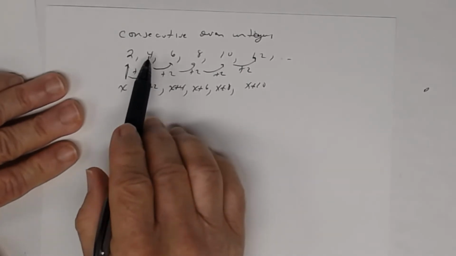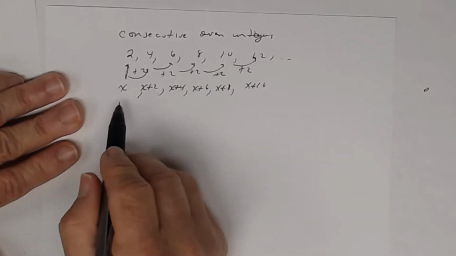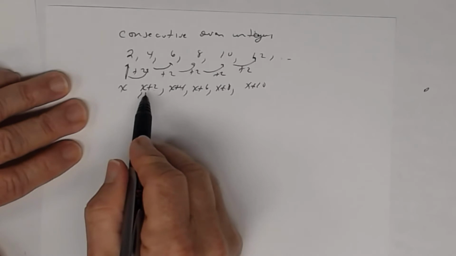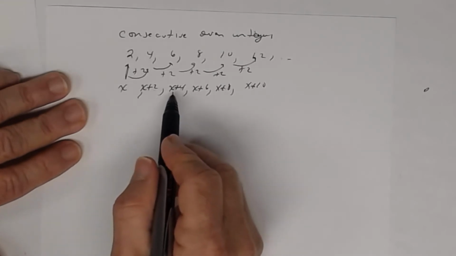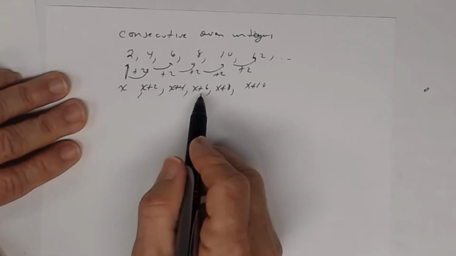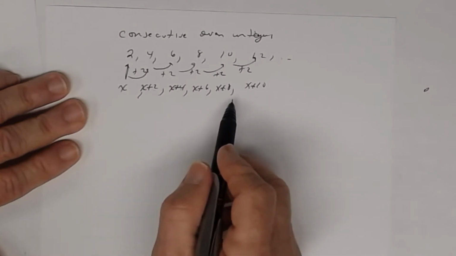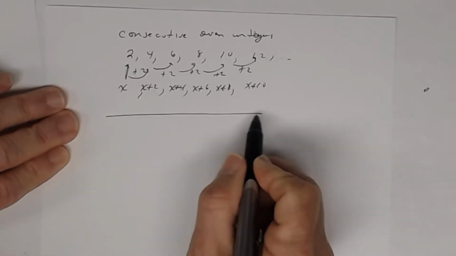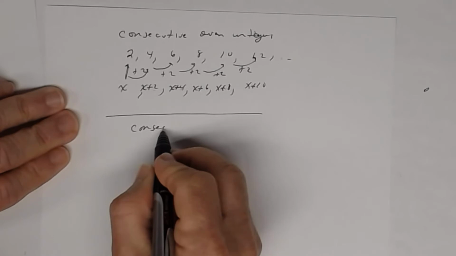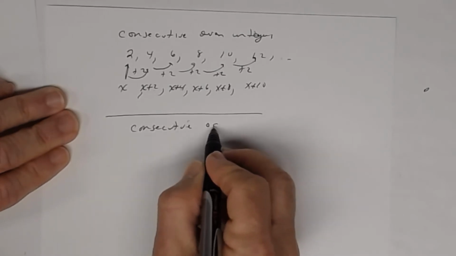So when you're talking about consecutive even integers, if you let x be the first, then the second is going to be x plus 2, then the third one is going to be x plus 4, the next one's going to be x plus 6, and so on. See that? All right. Now, let's talk about consecutive odd integers.